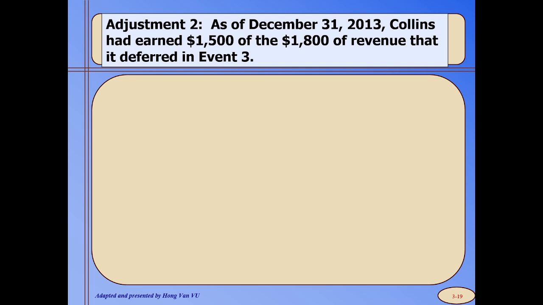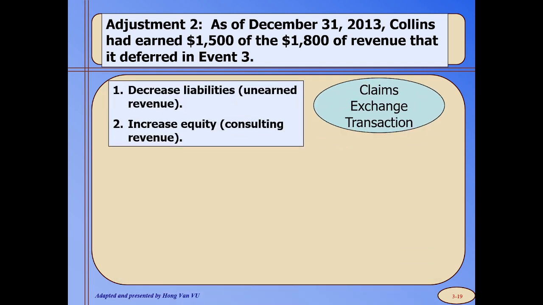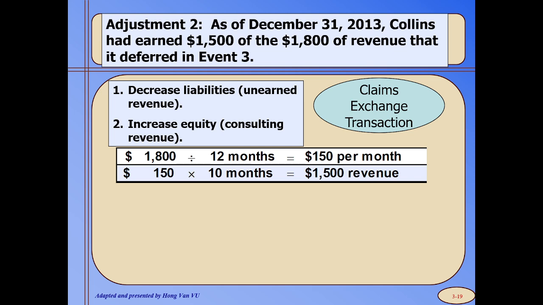We continue with adjustment number 2. As of December 31st, 2013, the company has earned 1,500 of the 1,800 of revenue that it deferred in event number 3. This transaction decreases the unearned revenue liability account and increases the contracting revenue equity account, and it is classified as a claims exchange transaction.